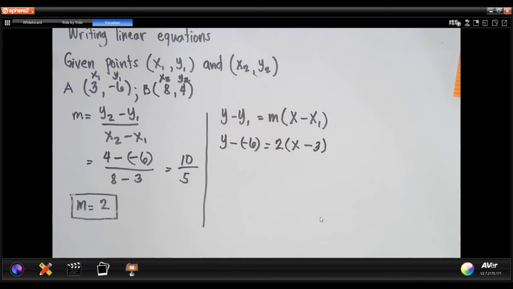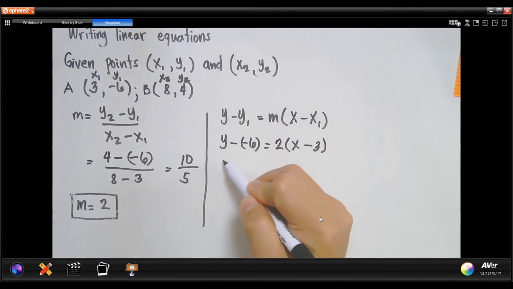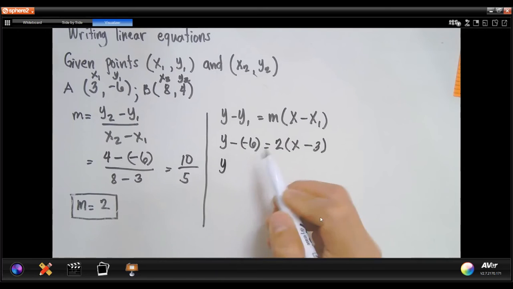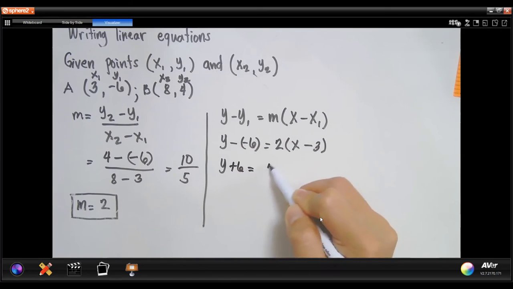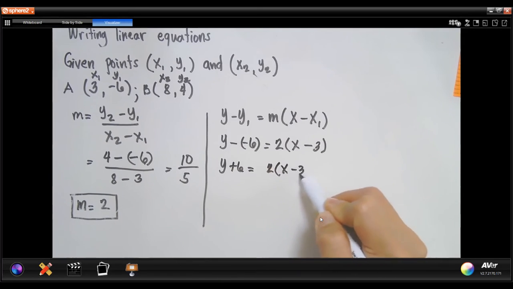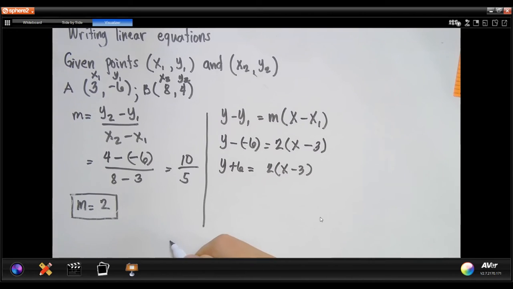Now, if the problem says just find the point slope form, you should end here after you simplify this. So you should end here. But if the problem says give the slope intercept form, remember our slope intercept form, y is equal to mx plus b. So if the problem requires you to express your answer into this form, you need to continue.